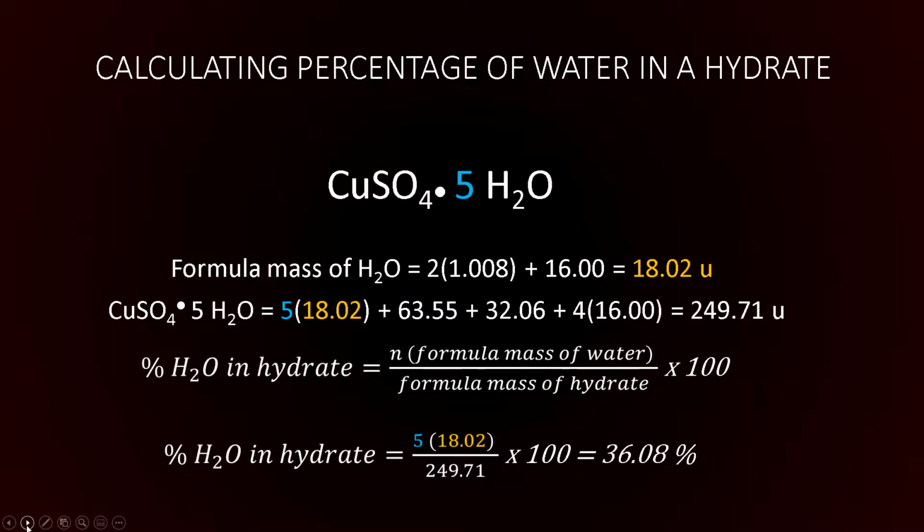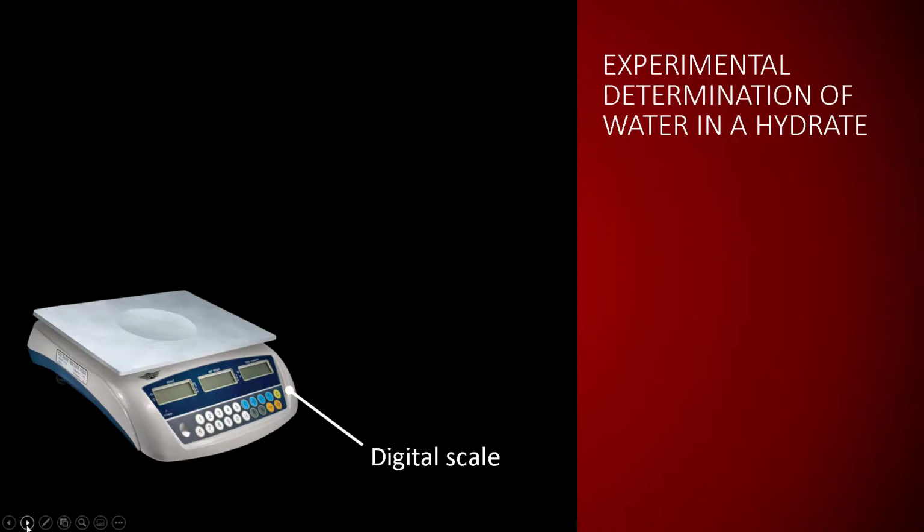Applying the same formula to copper sulfate pentahydrate, we see that it is about 36% water by mass. We can also determine the percentage of water in a hydrate from an experiment.